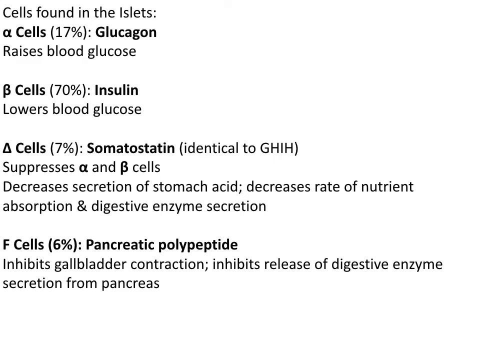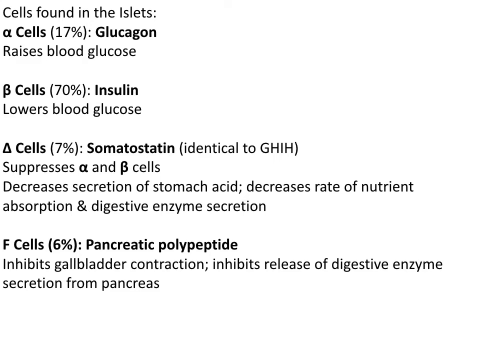You have delta cells, which make about 7% of the gland. They produce a hormone called somatostatin, which just so happens to be chemically identical to growth hormone inhibiting hormone, but since it's made by a different organ, you have to give it a different name. Now, the delta cells are going to suppress the alpha and betas. And you need to ask yourself why, right?